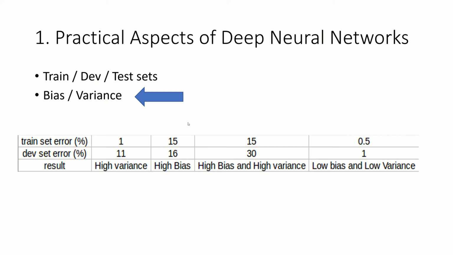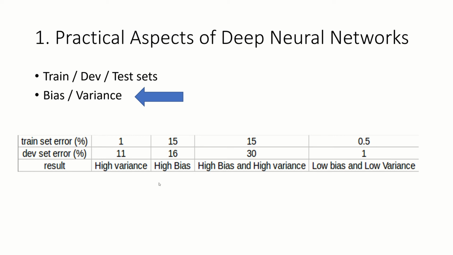If the dev set error is much more than the train set error, then your model has high variance. It's overfitting, meaning that the error is only 1%, it perfectly fits your training set, but boom, it goes out to the dev set, and there it is, 11%. So you really have high variance here.